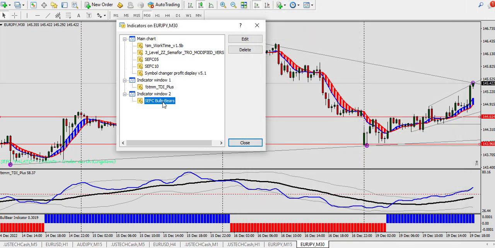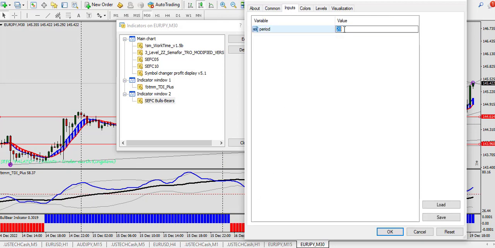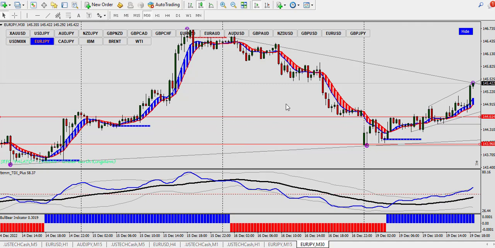And the last indicator but not the least is SEFC bull bears indicator. And here the color changes to red, and the other color to blue. Blue for buy, red for sell, and the input is just 20. You can change to any value, but if it is lower than 20, you are going to see a lot of fake out signals, and that's why I'm using 20. And once you are done with this input, just click OK. And this is all about the indicators I'm using for this particular strategy.